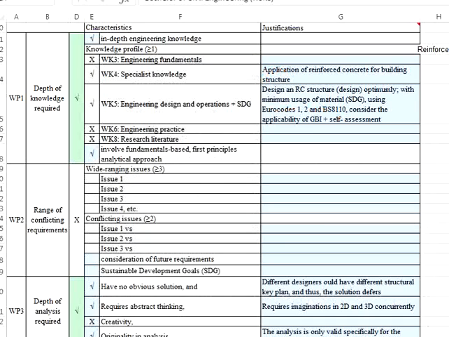So this is what you can do. You may look into the definitions and study the components of those WP and give justifications in terms of the components available. Now you know reinforced concrete design can be considered as specialist knowledge. Then provide justifications. You also want to deal with engineering design and operations. Then you have to justify you have those components.